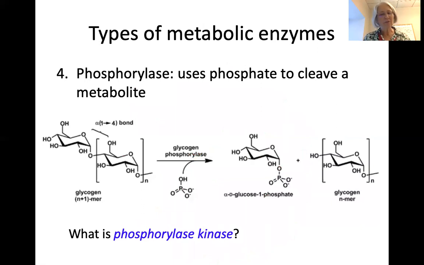Okay, so you may have heard of an enzyme called phosphorylase kinase. So what on earth is that? This is a chance for us to review that enzyme names typically give the substrate first, followed by the type of enzyme second. So the substrate in this case is the enzyme phosphorylase, the enzyme glycogen phosphorylase. And the kind of enzyme is a kinase, a protein kinase. So phosphorylase kinase is a protein kinase that phosphorylates glycogen phosphorylase and regulates its activity.